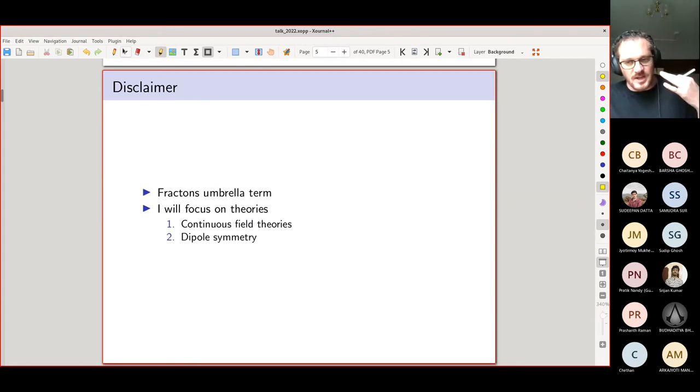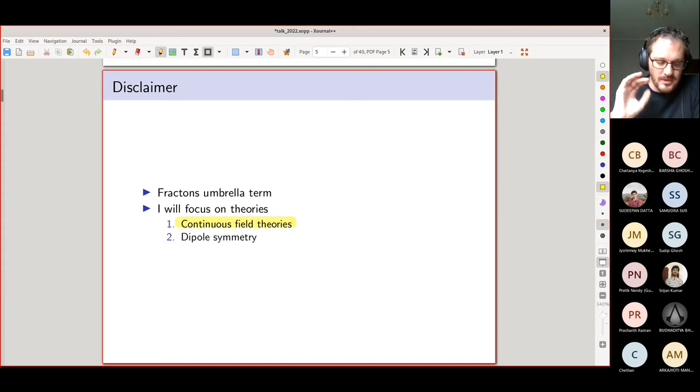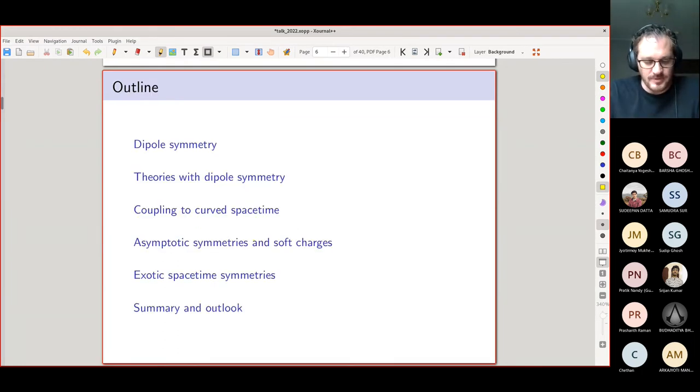With this, let's start, and maybe let me start with a disclaimer. Fractons is by now a very broad topic, and fractons is a little bit of an umbrella term for all kinds of different theories. When I talk about fractons, I will focus on theories which are continuous field theories. There is a huge literature on lattice theories and so on, but when I talk about fractons, I usually mean continuous field theories. I will also use it synonymously with dipole symmetry. And with that, let me introduce a motivation for dipole symmetry and some of its consequences.